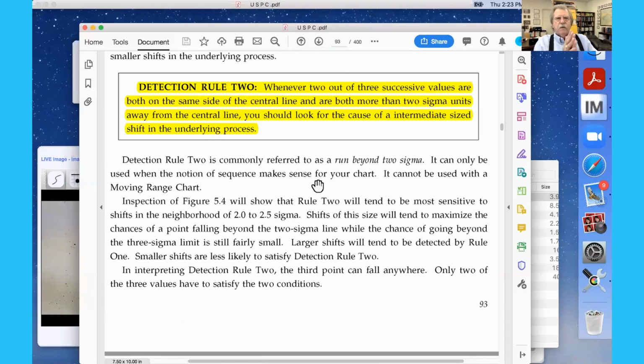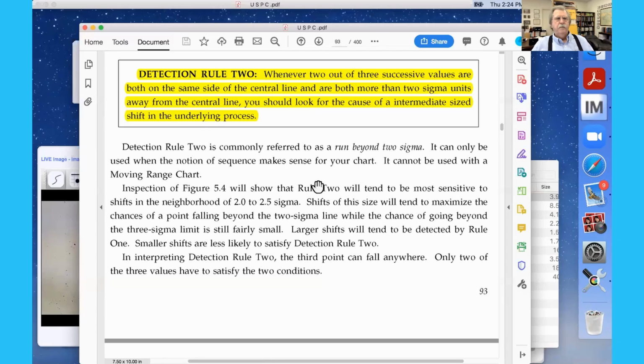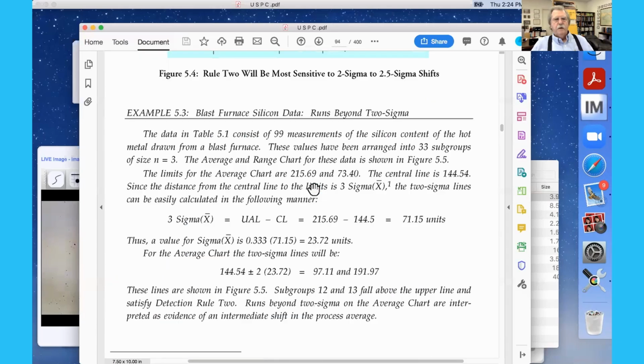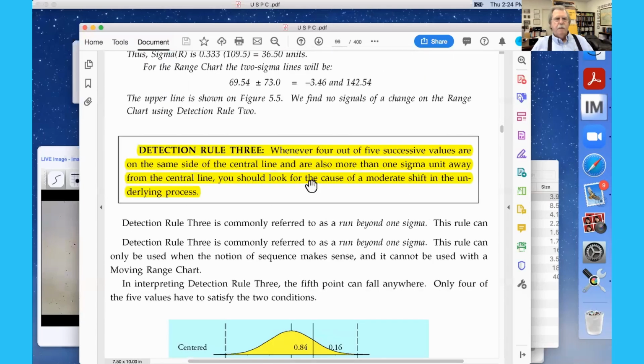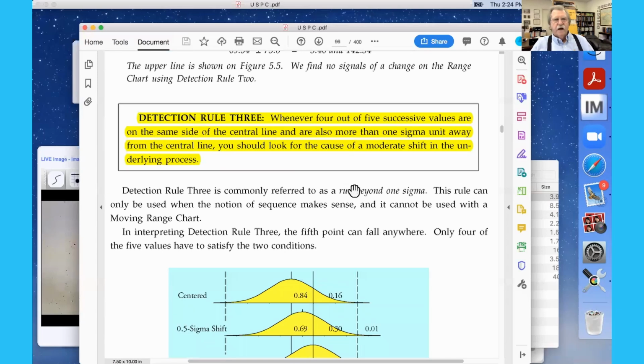But whenever 2 out of 3 successive values are both on the same side of the central line, and both are more than 2 sigma units away from the central line, look for causes of an intermediate size shift in the underlying process. Detection rule 3, 4 out of 5, more than 1 sigma away from the central line on the same side.